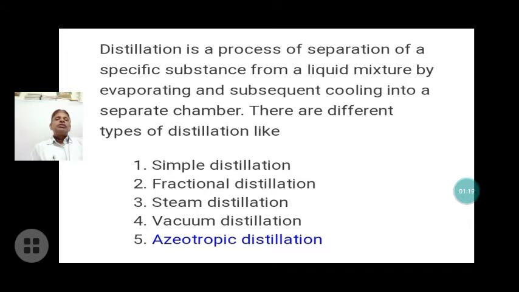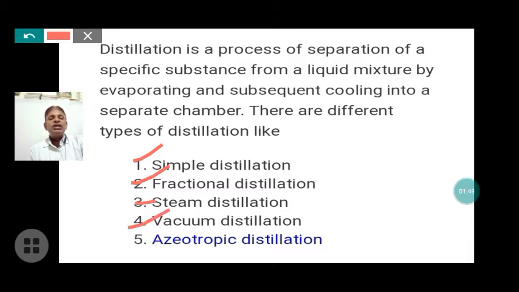Distillation is the process of separation of a specific substance from a liquid mixture by evaporating and subsequently cooling it into a separate chamber. There are different types of distillation: simple distillation, fractional distillation, steam distillation, vacuum distillation and azeotropic distillation. But today in this video we will discuss only simple distillation and fractional distillation.